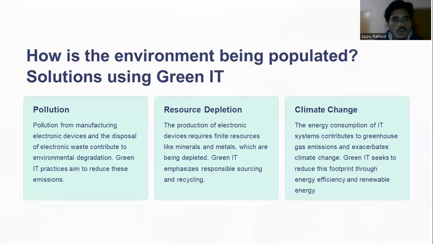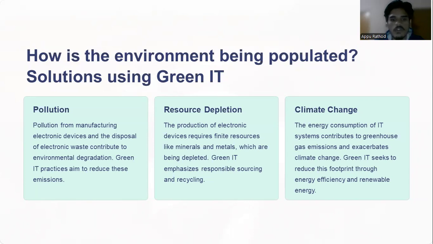Now, how is the environment being polluted, and the solution by using green IT. Now we are going to understand how our environment is polluted, and what solutions we can adopt for this environmental pollution. First one is pollution from manufacturing electronic devices. The disposal of electronic waste contributes to environmental degradation, and green IT practices aim to reduce these emissions.